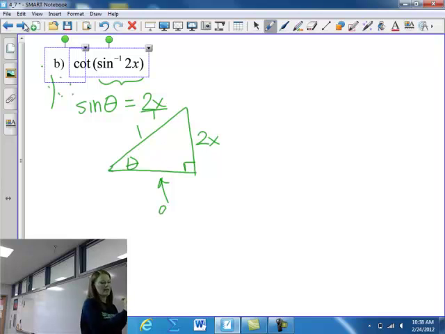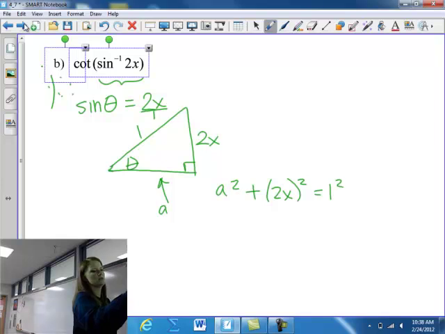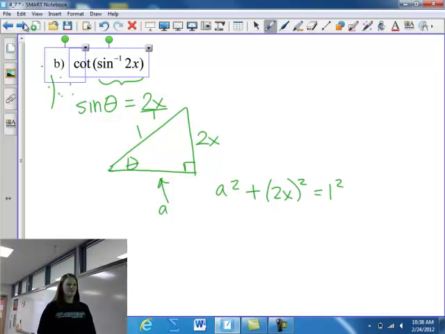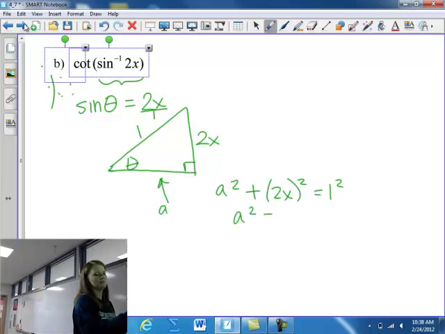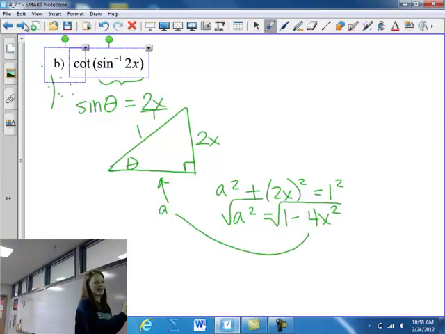I'll call it a. So a squared plus (2x) squared equals 1. Be careful here, because (2x) squared is not what you think it is. It's 4x squared. So this is going to be 1 minus 4x squared. Take the square root of both sides. And that is our a value. Look, the arrow all fits.